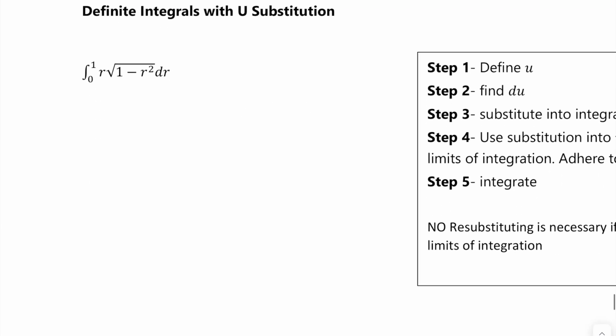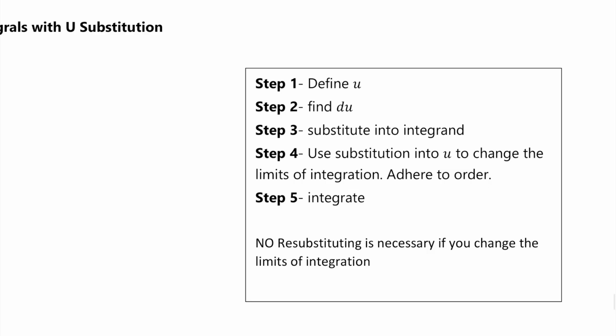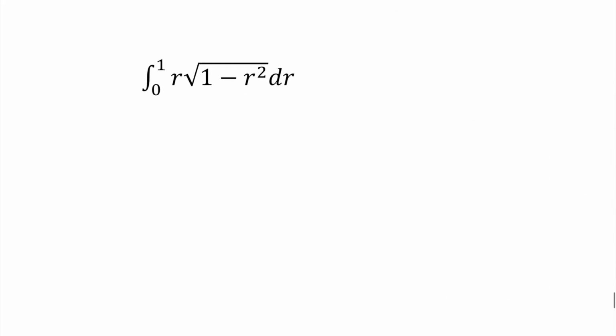Let's go on to definite integrals with u-substitution. The only difference here is that you need to change your limits. You get to change your limits if you're not going to resubstitute. So here's what I mean. I'm going to call u 1 minus r squared, so du dx equals negative 2r.